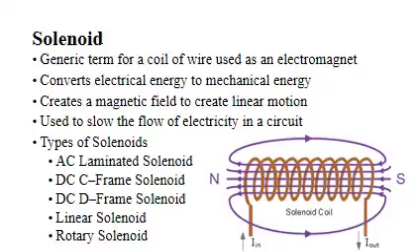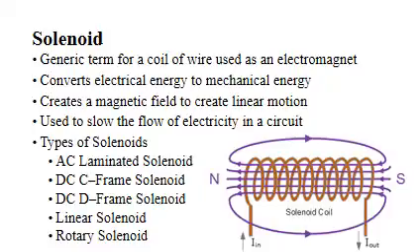Solenoid is the generic term for a coil of wire used as an electromagnet. It also refers to any device that converts electrical energy to mechanical energy using a solenoid. This device creates a magnetic field from the electric current and uses the magnetic field to create linear motion. They can be used to slow the flow of electricity in a circuit, making them an example of an inductor or an impedance device. Cars also have a type of solenoid that is really just a motor that happens to work using a coil of wire.